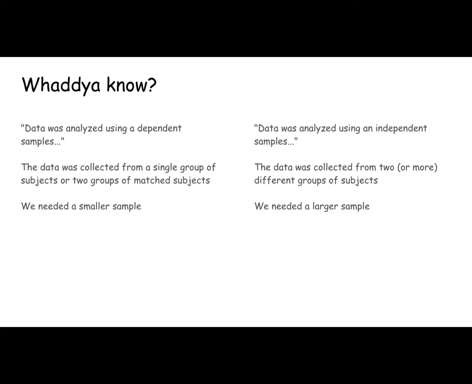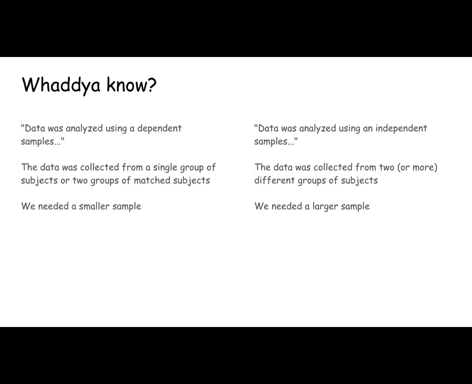So you might see something like this in your paper. Data was analyzed using a dependent samples something, t-test, ANOVA, whatever it is. They're saying the data was collected from a single group of subjects. They're also letting you know that because they used dependent samples, they needed a smaller sample. So their sample size can be smaller because they're making comparisons within a single group of subjects.